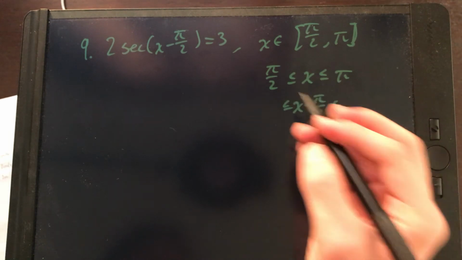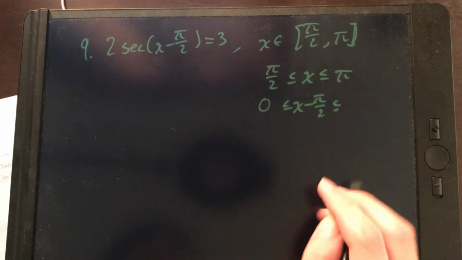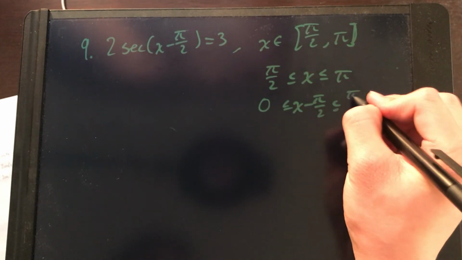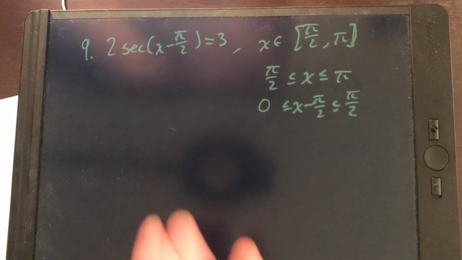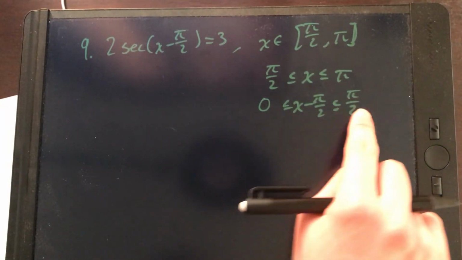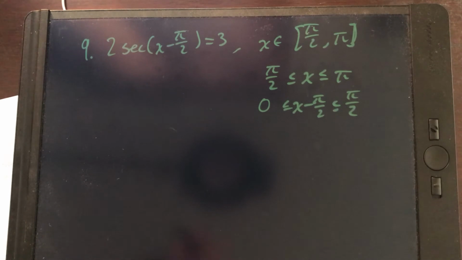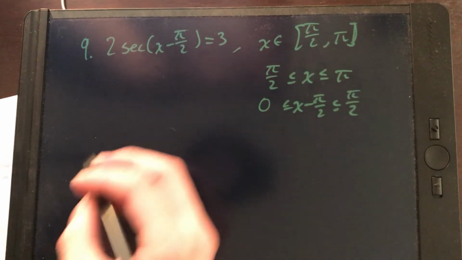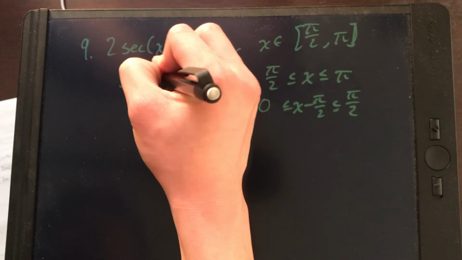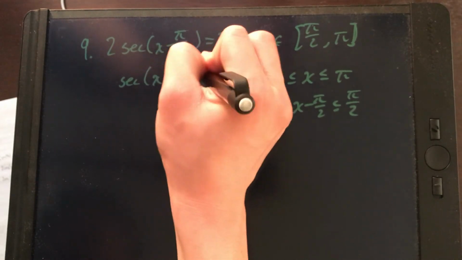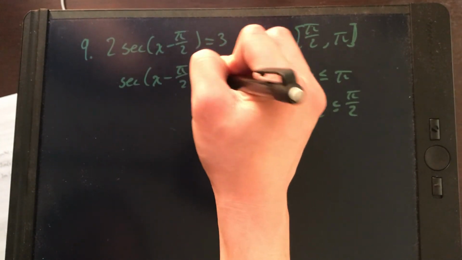So pi over 2 minus pi over 2 is 0. Pi minus pi over 2 is pi over 2. So our angle, our argument, is between 0 and pi over 2, which will help us when we use the unit circle. So I'm going to isolate the secant. Secant of x minus pi over 2 equals 3 over 2.